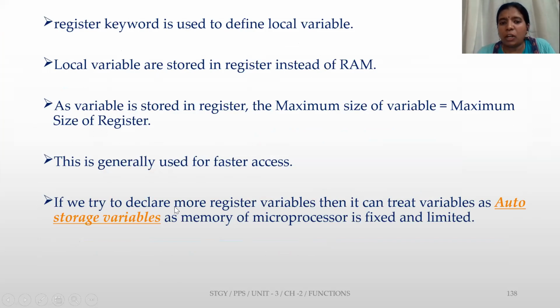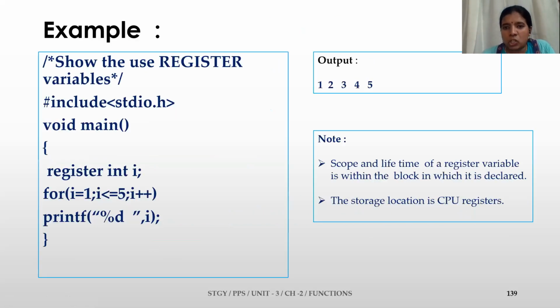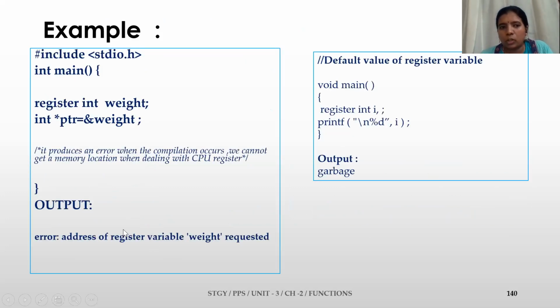If you try to declare more register variables, then it treats them as auto variables, as the memory of the processor is fixed and limited. So that's why the default value is also garbage. Example, register int i, they become faster. You can check out the execution times. The output is 1, 2, 3, 4, 5.